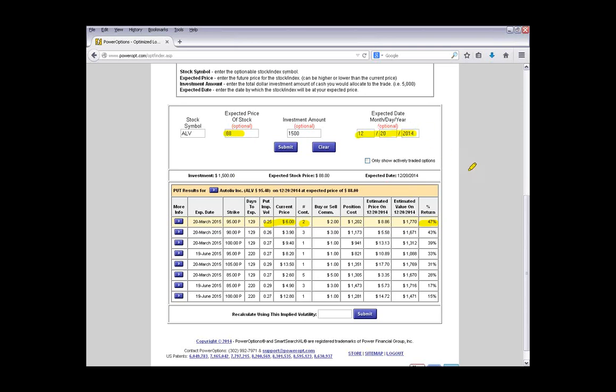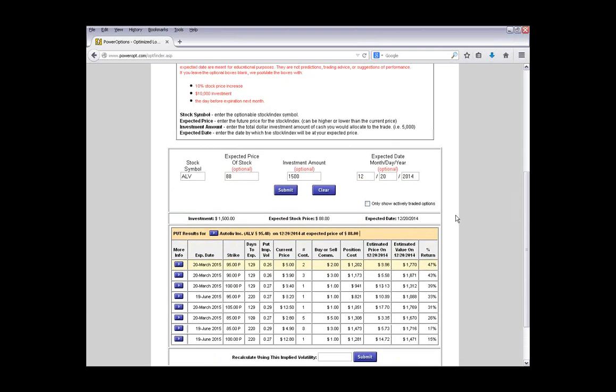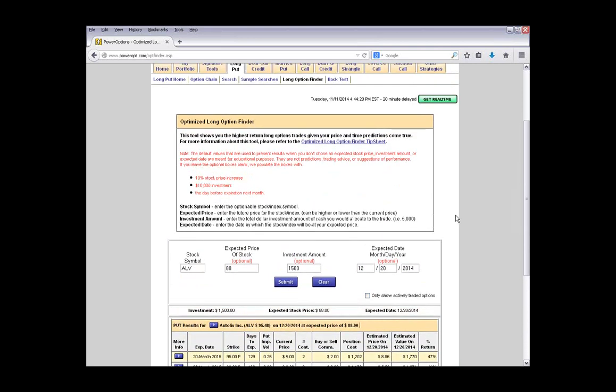So for the potential, even if we were shorter term, and I thought that ALV would drop here to $88 in just the next 3 weeks at $12.20, we see that the March 2015 option that's further out in time, the 95 put, would give us the best theoretical return of 47% if ALV did drop $7 within the next few weeks or so. And of course, we could also adjust our time frames or adjust our prices if we wanted to see other evaluations. Now, some of you, this is the speculation.